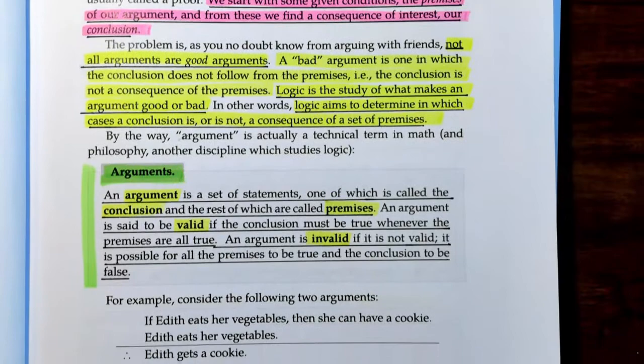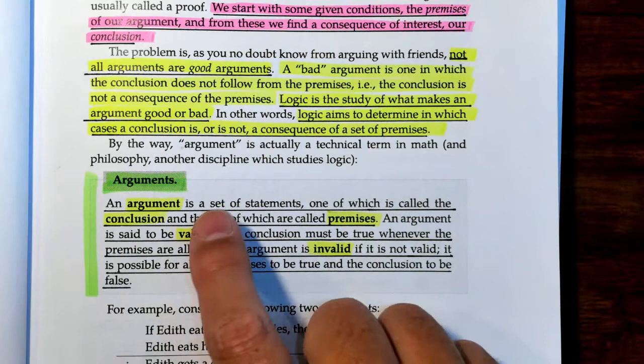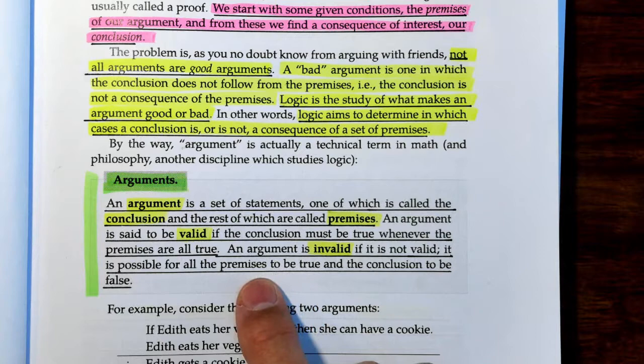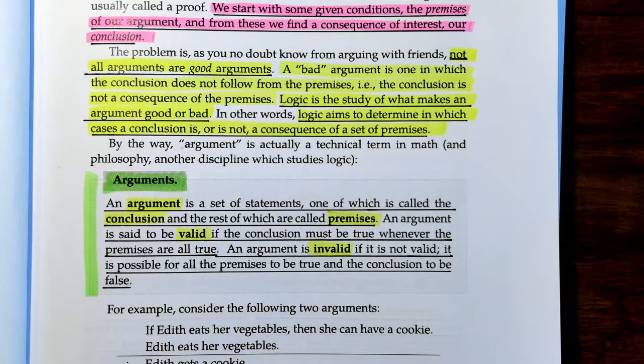Okay, the definition, he says, an argument is a set of statements, one of which is called the conclusion, and the rest of which are called premises. An argument is said to be valid if the conclusion must be true whenever the premises are all true. An argument, therefore, is invalid if it's not valid, clearly. Therefore, it is possible for all the premises to be true and the conclusion of our argument to be false.